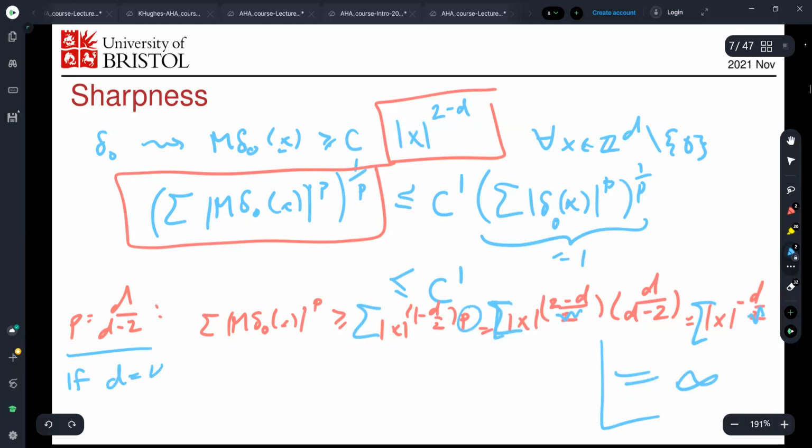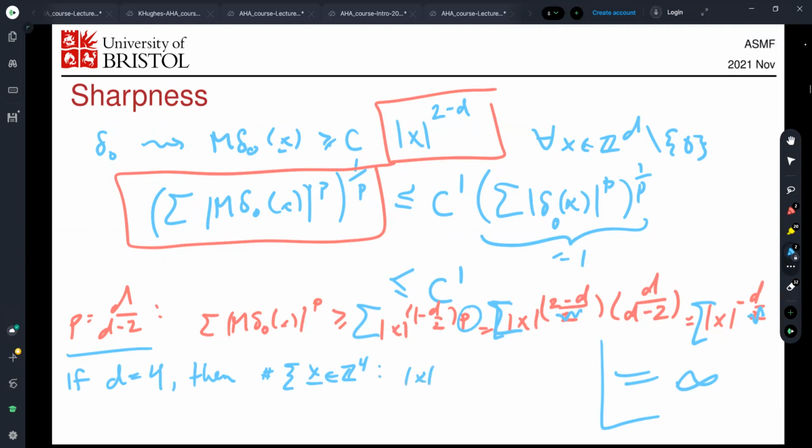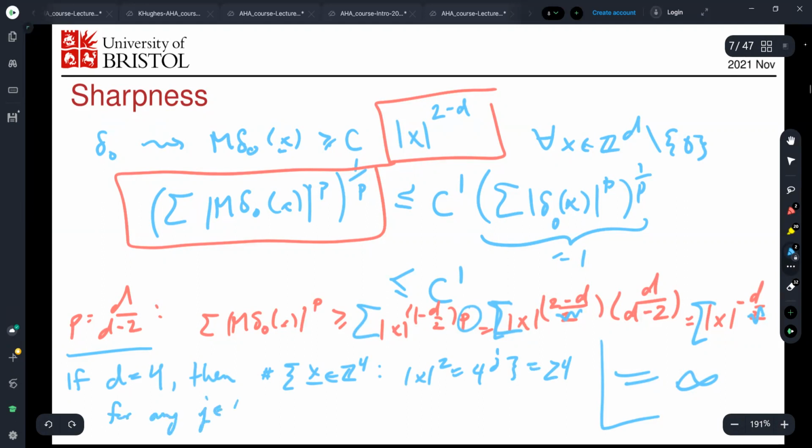Now, let's say d is equal to 4. We haven't proved this fact, but it's a very classical fact from number theory, I think due to Lagrange or Legendre, I forget which one. It just says that the number of integer points in Z^4 such that x_1^2 + x_2^2 + x_3^2 + x_4^2 equals 4^j is 24 for any natural number j.